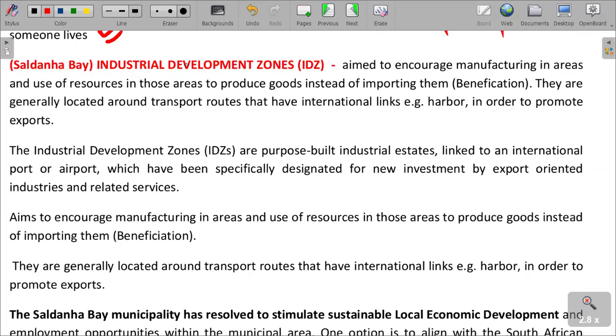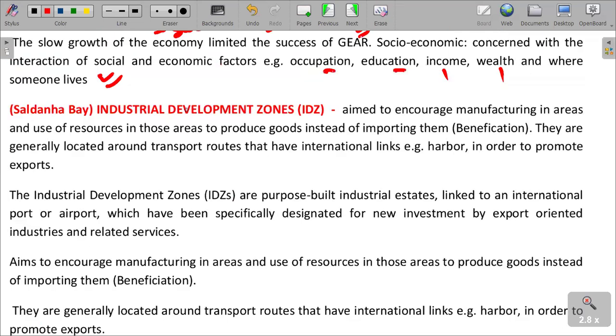So we want to quickly look at the industrial development zone as also the latest one, where we talk about the South Bay, which aimed to encourage manufacturing in areas and use of resources in those areas to produce goods instead of importing them.